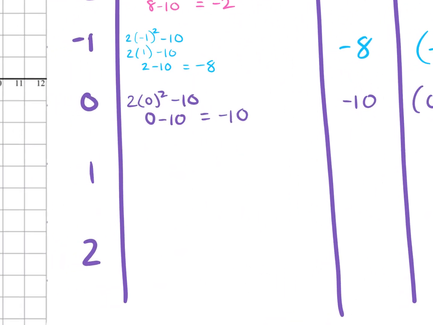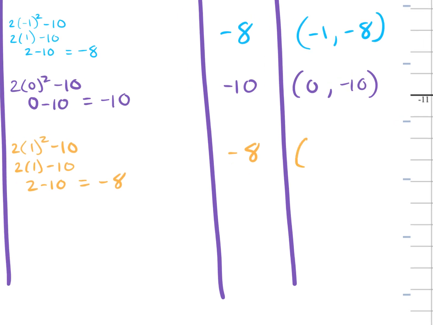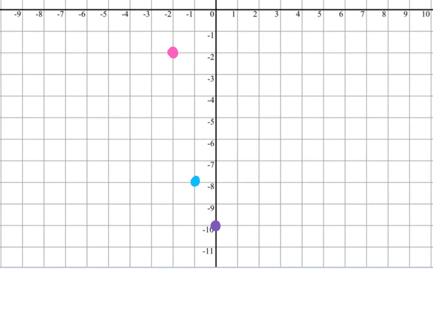Then what do we plug in? 1. So 2 times 1 squared minus 10. 1 squared is 1. 2 times 1 would be 2. And 2 minus 10? Negative 8. What's our point here? 1 comma negative 8. So we're going to go to the right 1 and down negative 8.